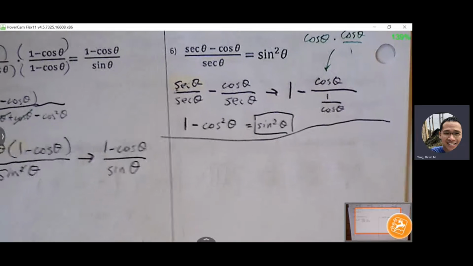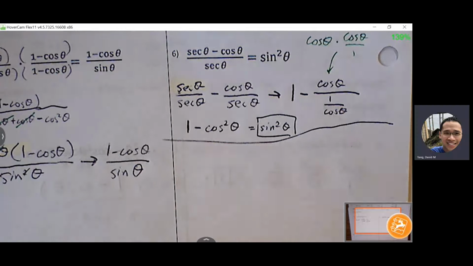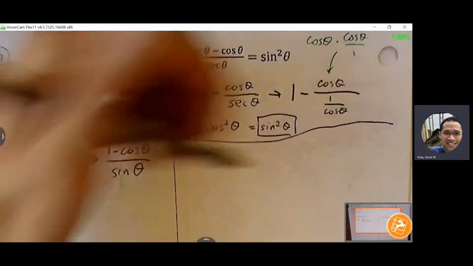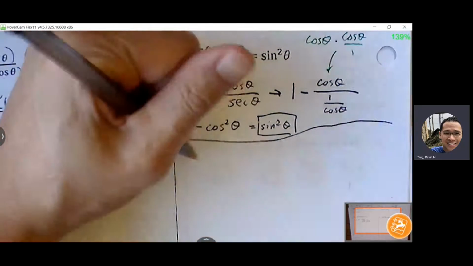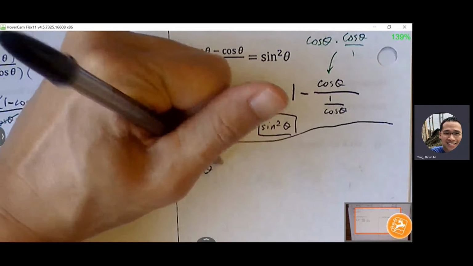But let's practice the other way. The other way is converting everything in terms of cosine. Obviously, if you could do it this way, that's great, but let's get that practice in with common denominators, okay? So everybody good with this method? Okay, so let's do everything in terms of cosine. A little bit longer, but gets that good practice in with common denominators.